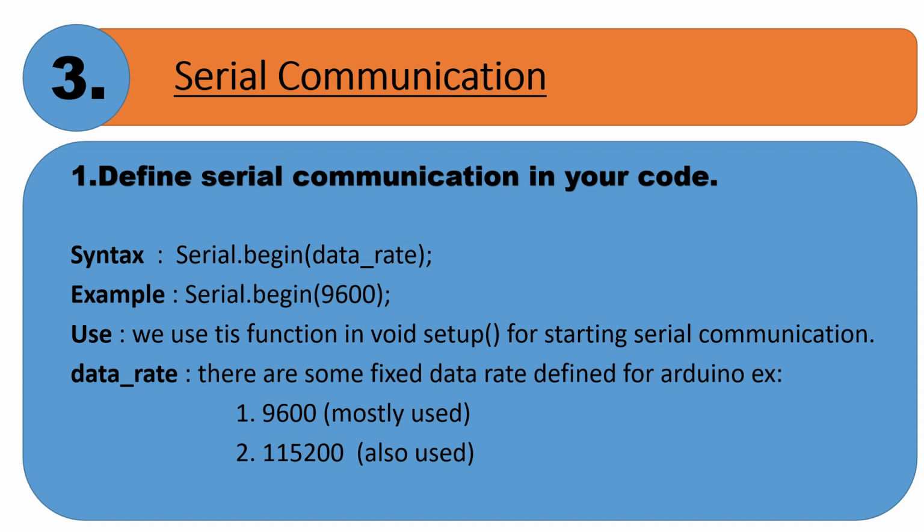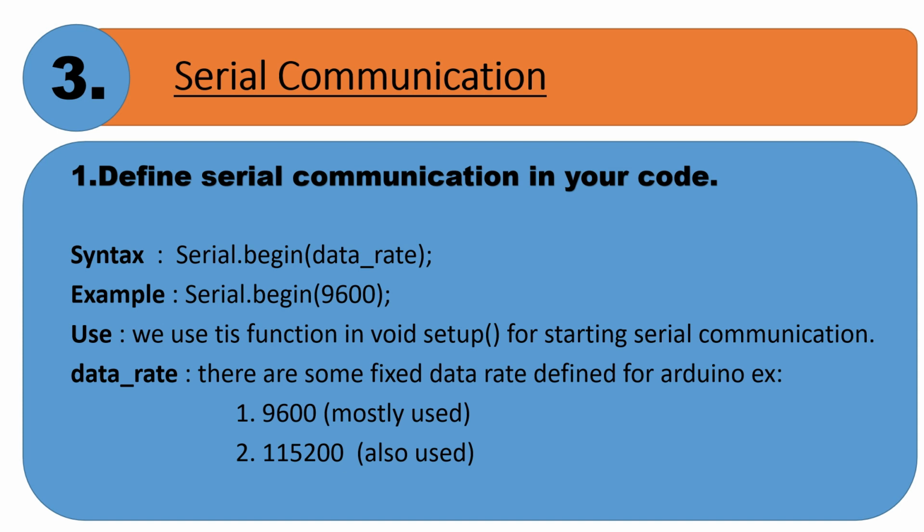Now what is data rate? It is the speed at which data will be transferred from computer to Arduino or from Arduino to computer. So why do we need this data rate? For example, if I speak too fast, then you will never be able to understand what I want to say, and it will waste the information that I want to give you. So computer and Arduino decide a speed at which they will speak so that no data will be lost.